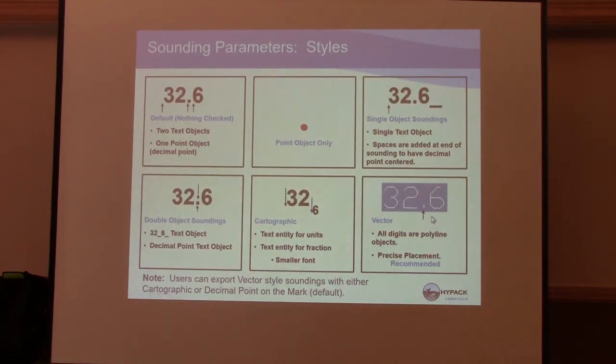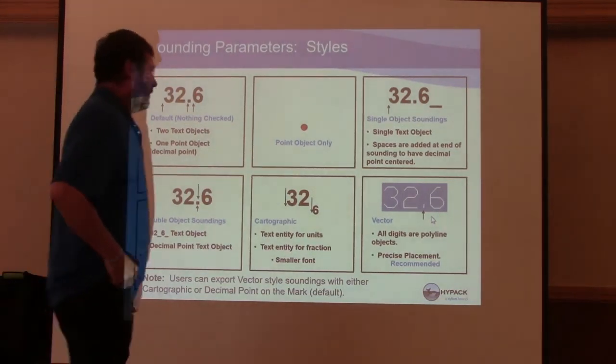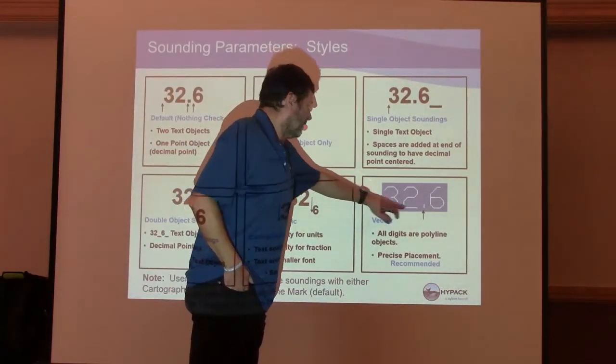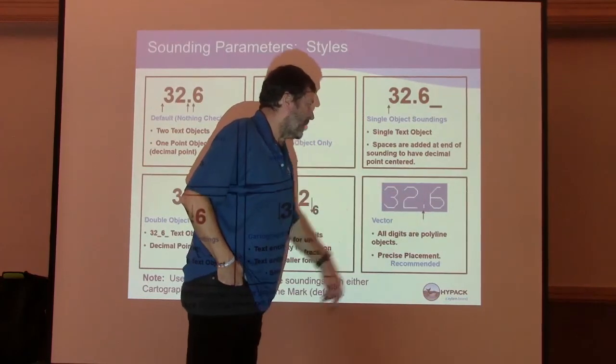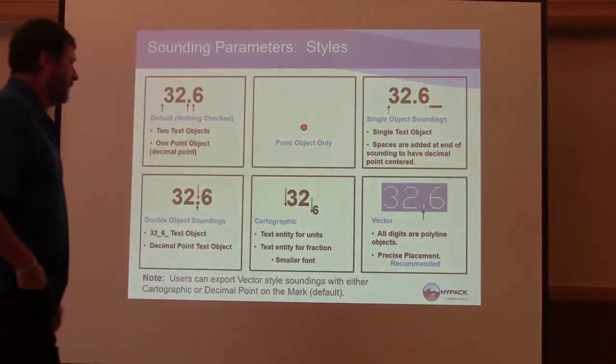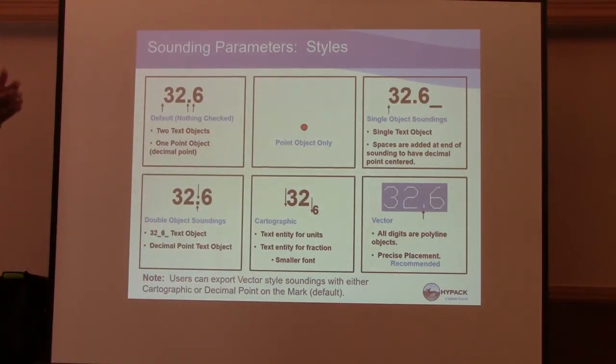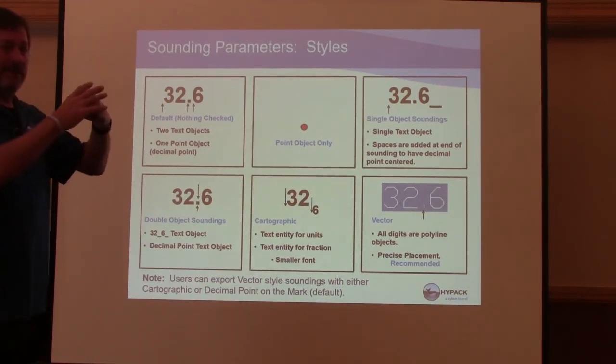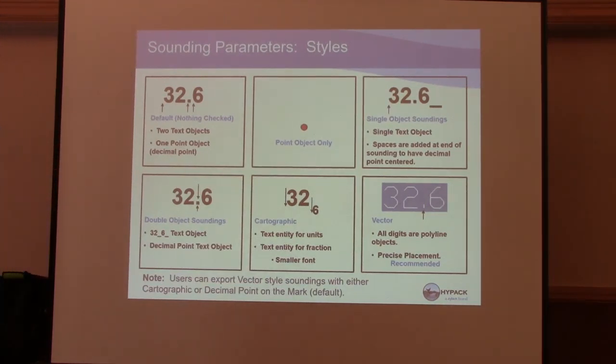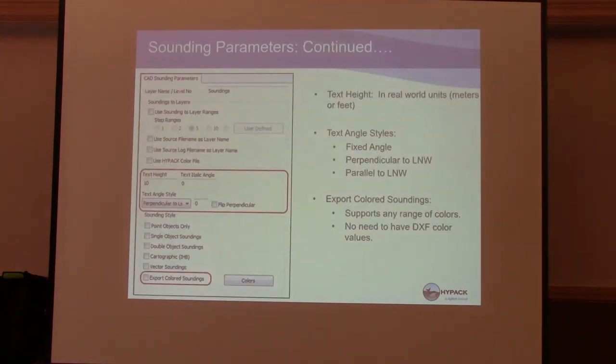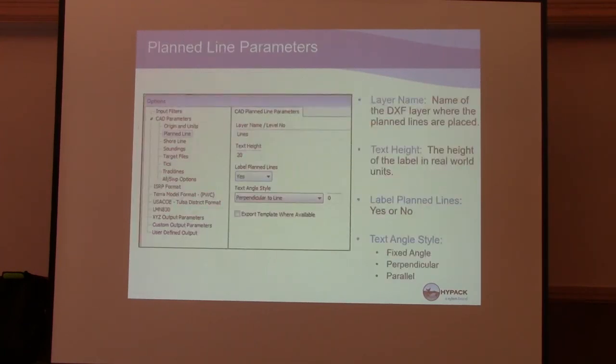And then we've added the vector option here a couple years ago also, where everything's justified to the location of the decimal points. They're all polyline objects, so they're nice because you can actually highlight those and scale them in AutoCAD and everything too. So that's usually the recommended option if you want to export to and use them in CAD. I think we covered all that.